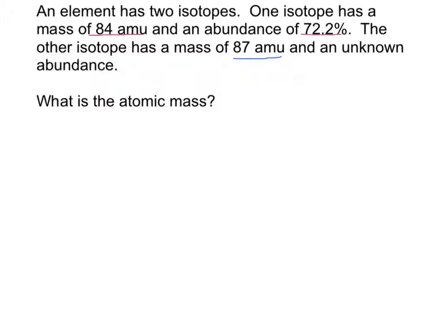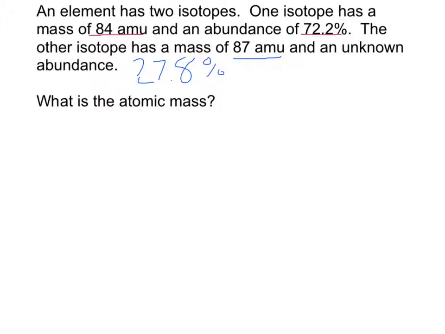So a little bit of a curveball here. All you really need to do here is recognize that since all atoms of this element exist in one of these two isotopes, the total percentage has to be 100%. So if we know that the first isotope is 72.2%, the other isotope has to be an abundance of 27.8%. And now we solve.